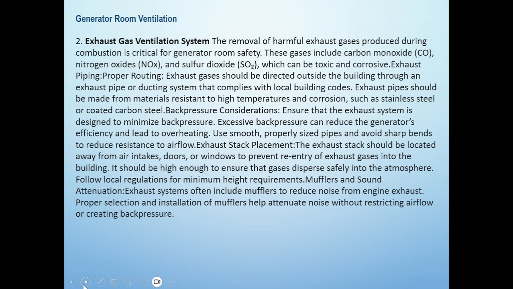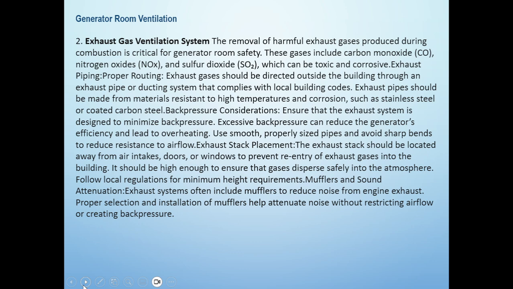Back pressure consideration. Ensure that the exhaust system is designed to minimize back pressure. Excessive back pressure can reduce the generator efficiency and lead to overheating. Use smooth, properly sized pipes and avoid sharp bends to reduce resistance to airflow.